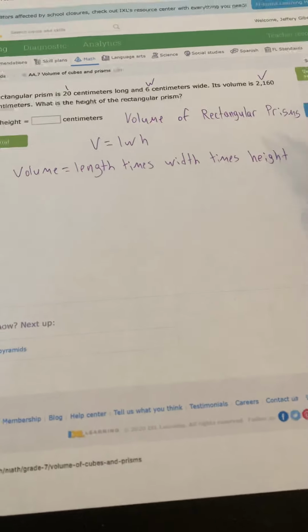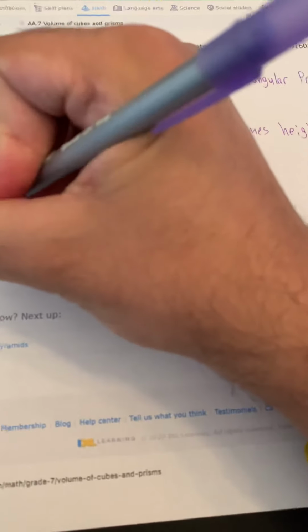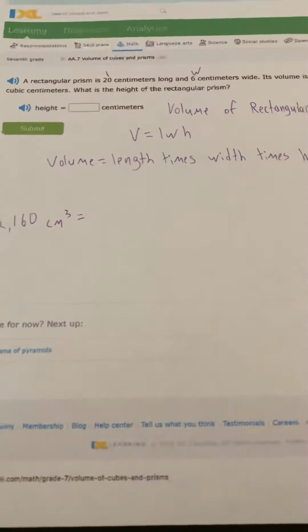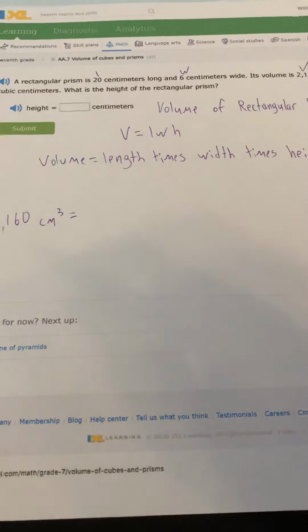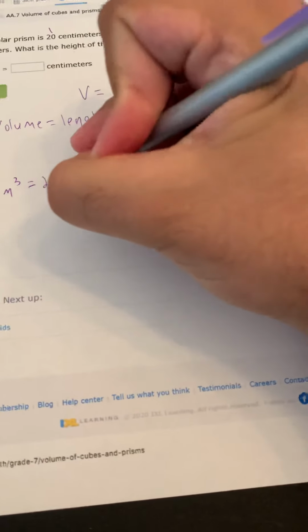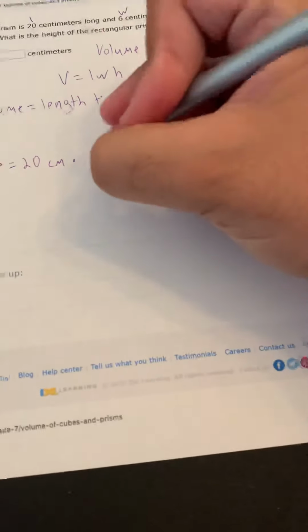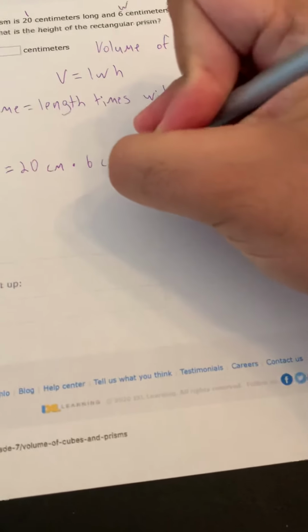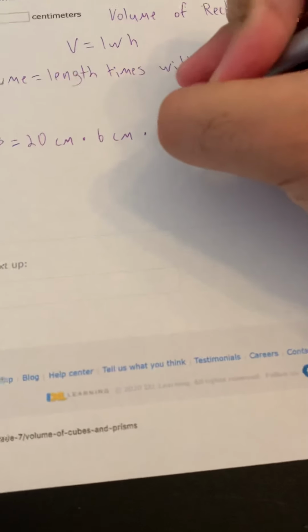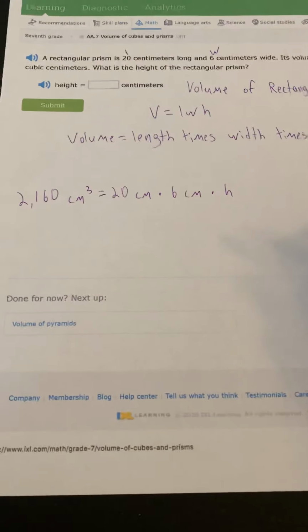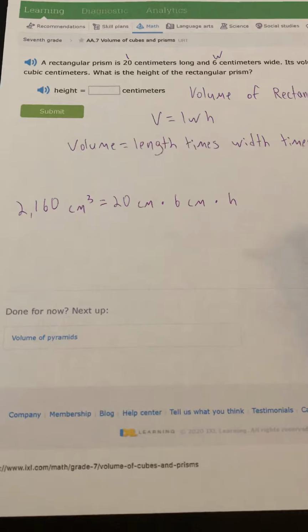So the volume is 2,160 centimeters cubed equals our length, which is 20 centimeters, times our width, which is 6 centimeters, times, we don't know the height, so that's H. So let's go ahead and simplify the right side.